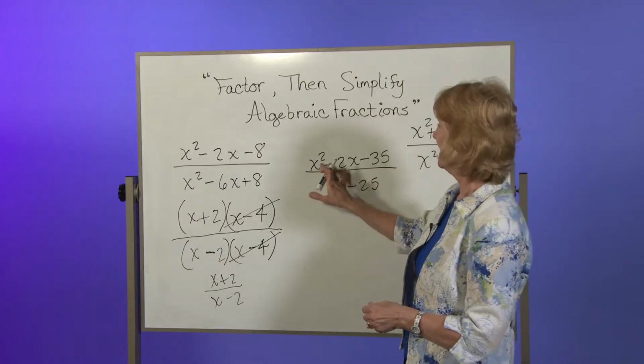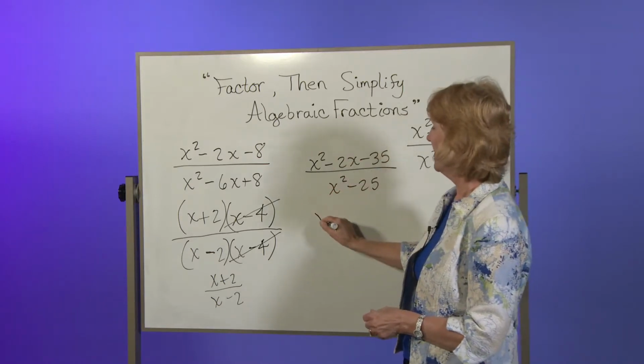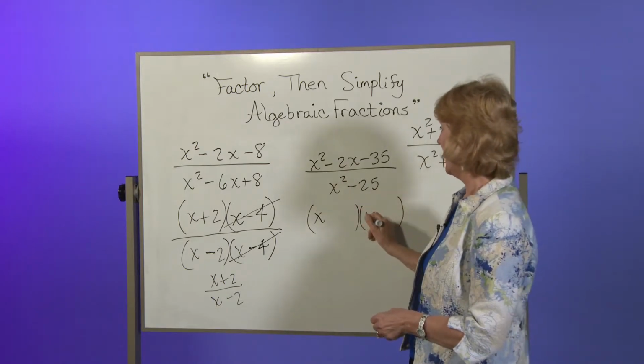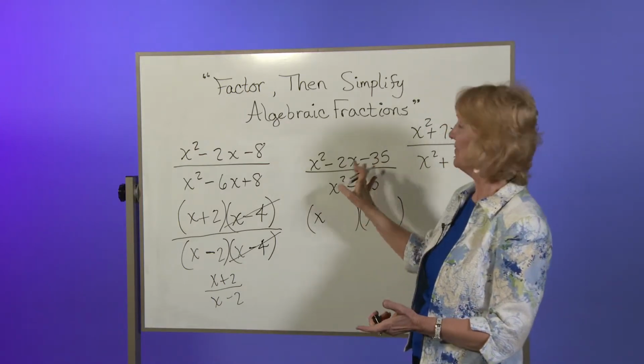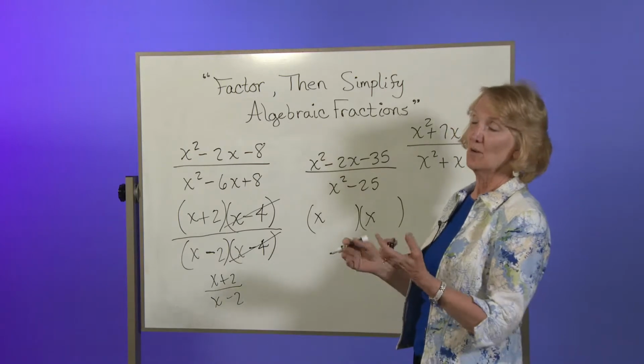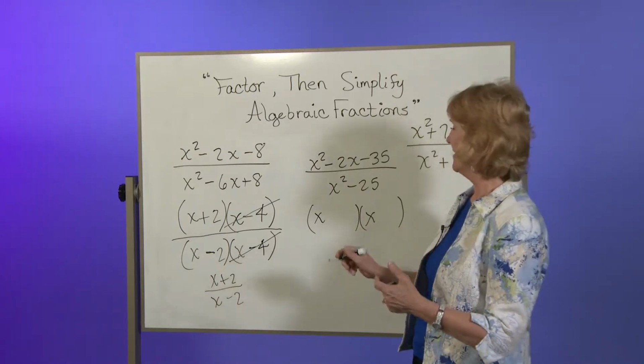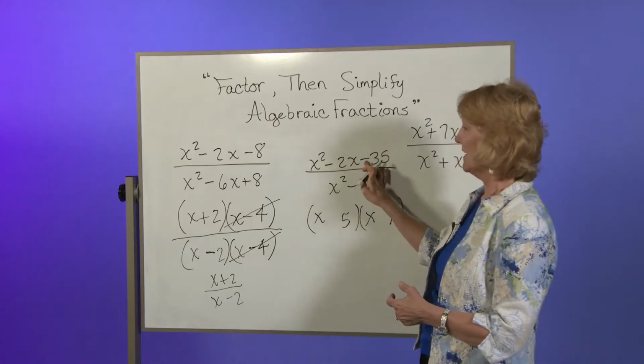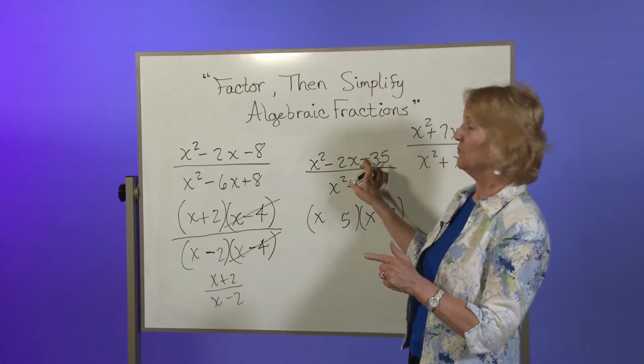Okay, the next one has x squared minus 2x minus 35. Well, first is going to factor into x and x. Now we need factors of 35 that differ by 2. 1 times 35 or 5 times 7. Well, it's 5 times 7. They multiply to give you a negative, which means one's positive and one's negative.